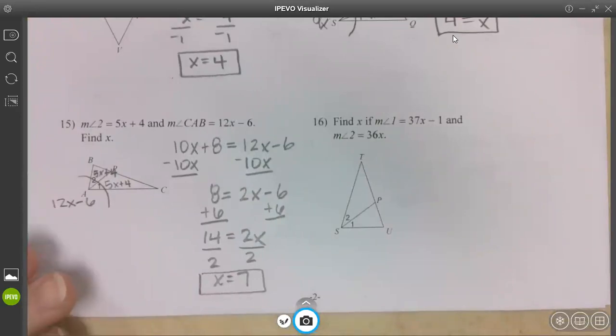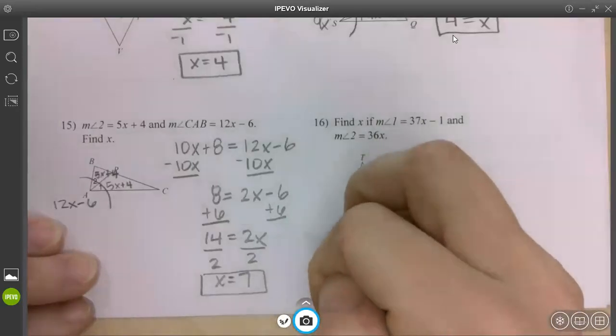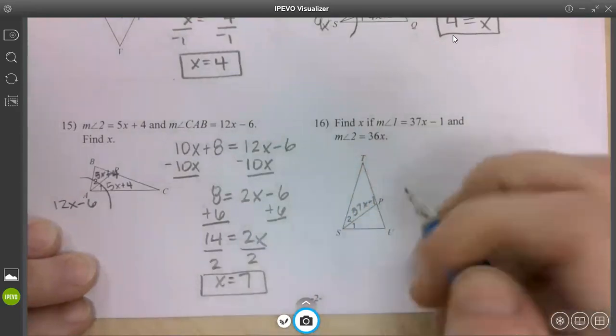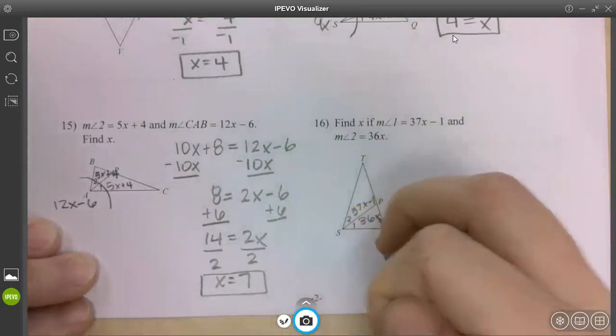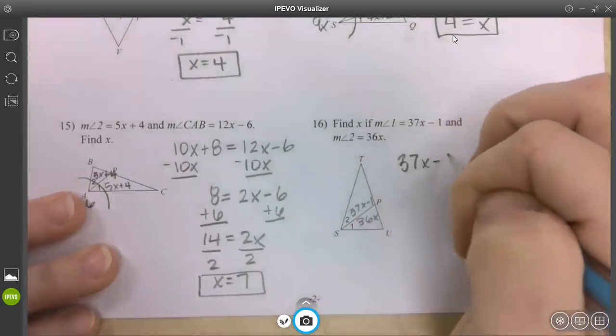All right, so on this one, if you look, they give us 1 and 2. 1 and 2 are the little ones. And we know that the little ones are the same. So we set them equal to each other.